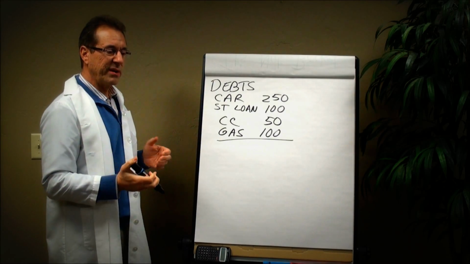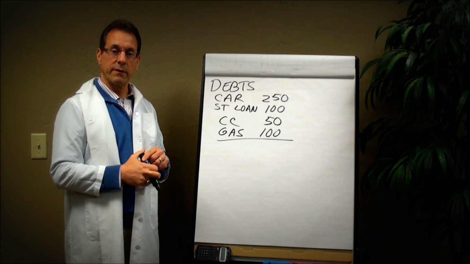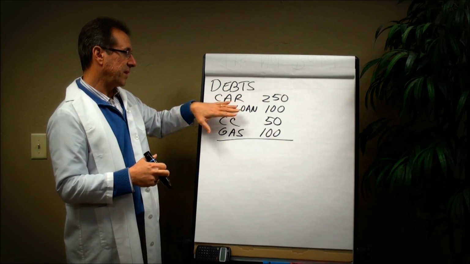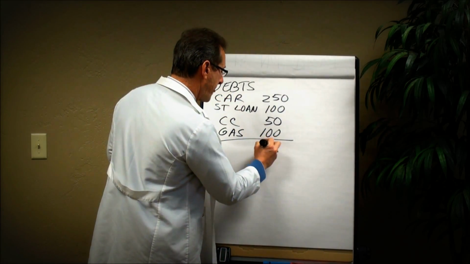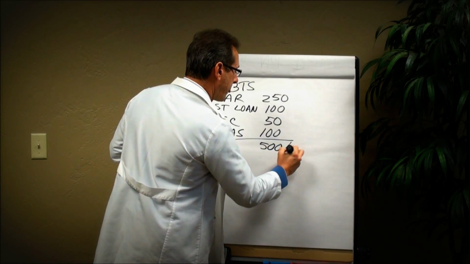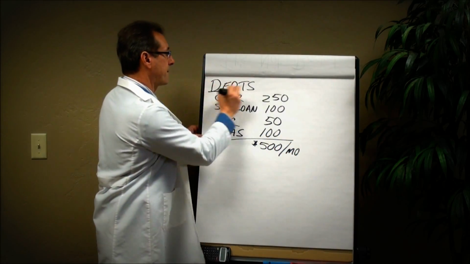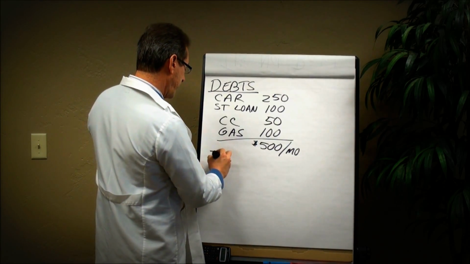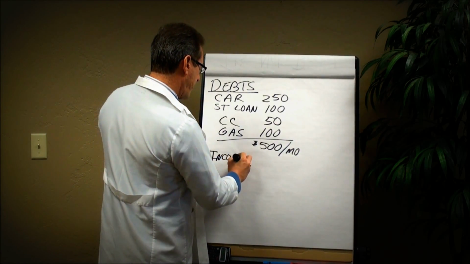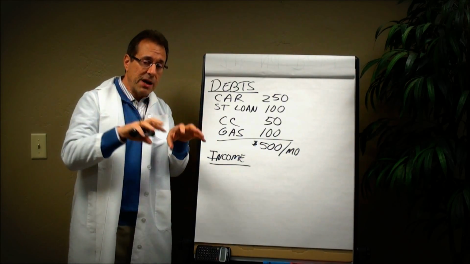That's pretty typical of what people might have on their credit report and the debts that they have. So $250 plus $100 is $350, $400, let's say $500 a month. Now, that's your debts right there. You figure that out. Your income's pretty easy. You ought to know that. Income, now, is from everybody that's going to be on the loan.